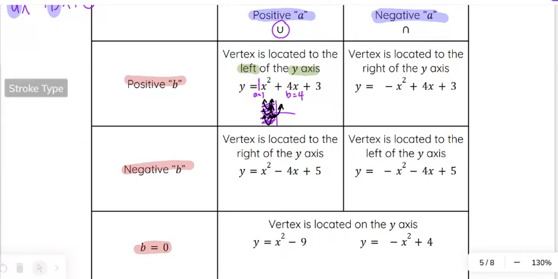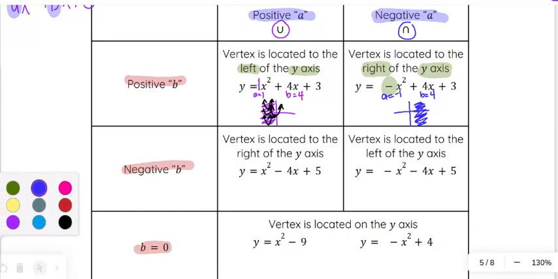So if a is negative, I just took the same equation and changed it to negative a. If the a is negative, but the b is still positive, then the vertex will be located to the right of the y-axis. So here we have a is negative and b is positive. Then on the graph, the vertex is going to be located on the right side. And again, we do know because it's negative, it is going to open down.